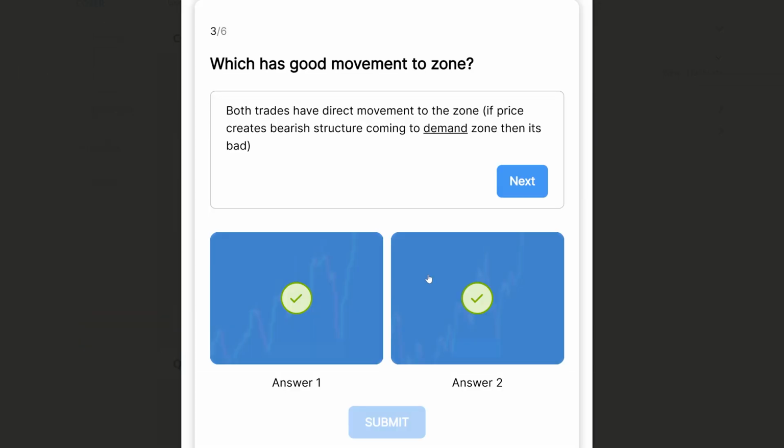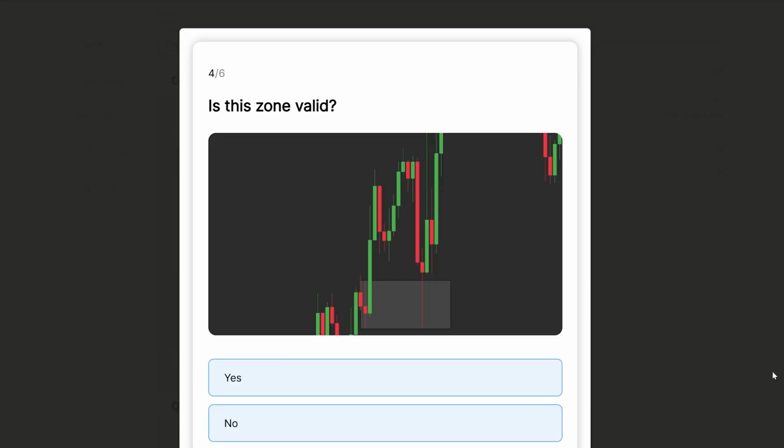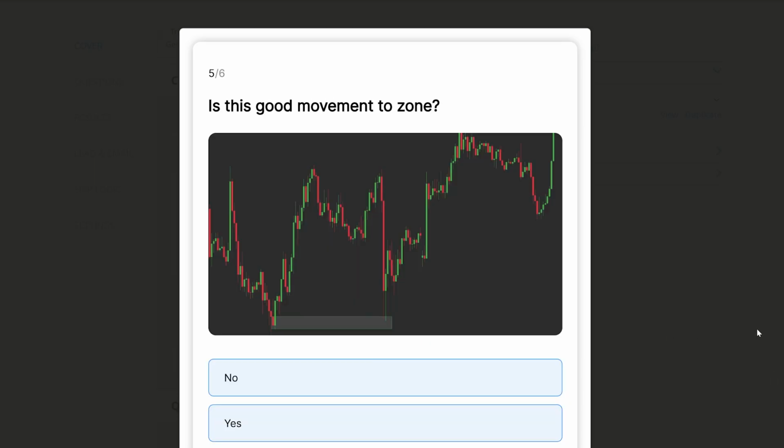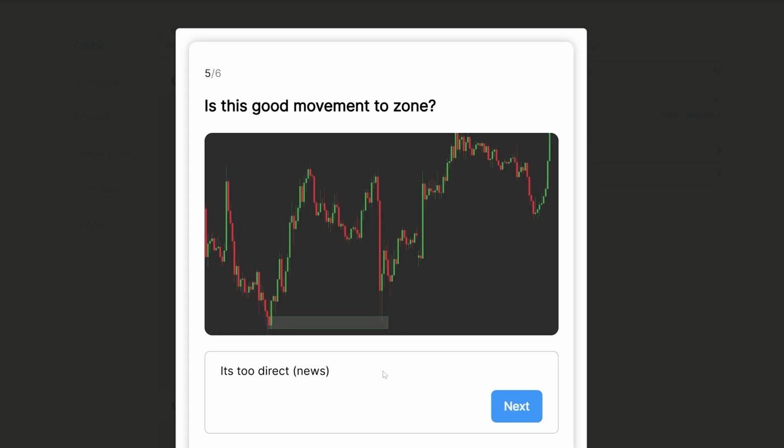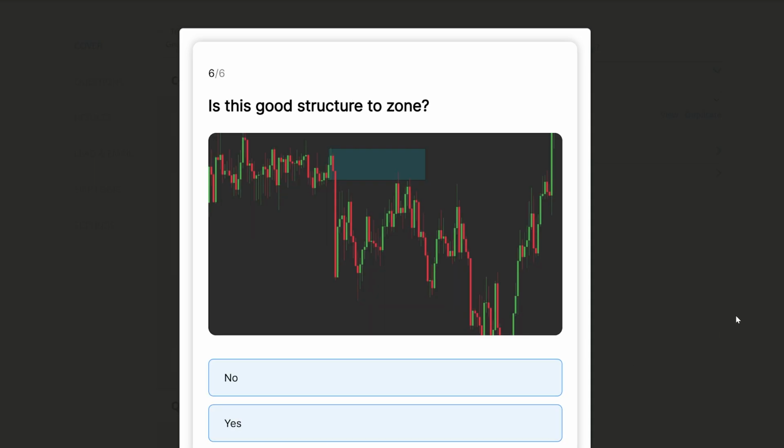If price creates better structure coming to the demand zone, then it's really bad. Is this zone valid? Yes. Is this good movement to the zone? No, it is a bit too direct. Like I said in the video, if it comes down with news or something insane, then it's not really good. And lastly, is this good structure to zone? No, because it's coming with better structure.